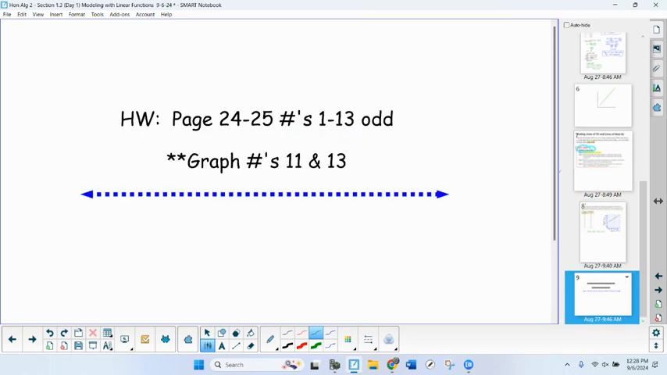So your homework tonight, you only have to graph numbers 11 and 12. You are doing 1 through 13 odds. Graph numbers 11, I'm sorry, not 11 and 12, 11 and 13. 12 is not an odd number. Last time I checked.